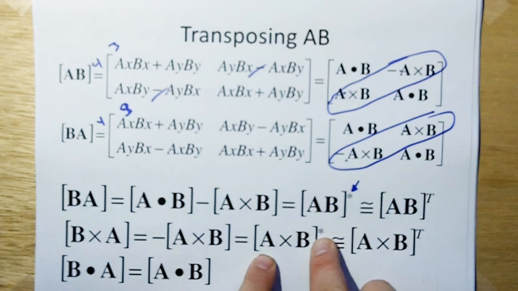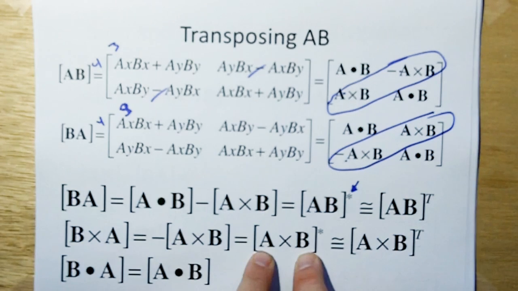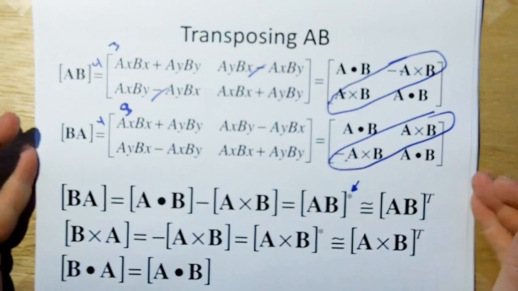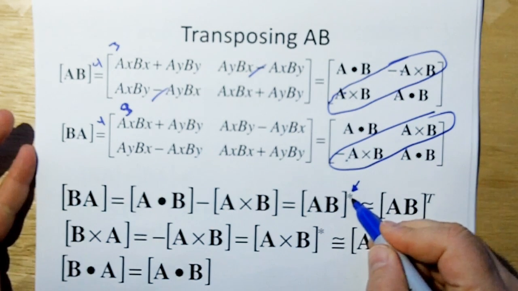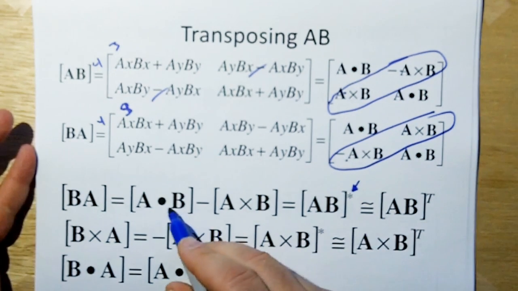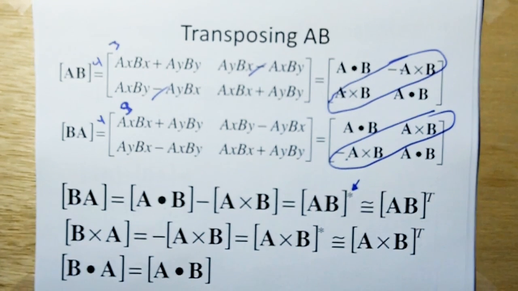Okay, it's the same thing. All the conjugate is going to do is negate all the terms in the cross product, because in the cross product, remember, all the diagonal terms are 0. So this matrix conjugate only negates the cross components. It doesn't negate the main diagonal, which is the dot product.